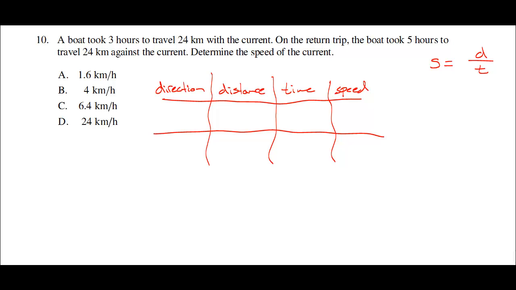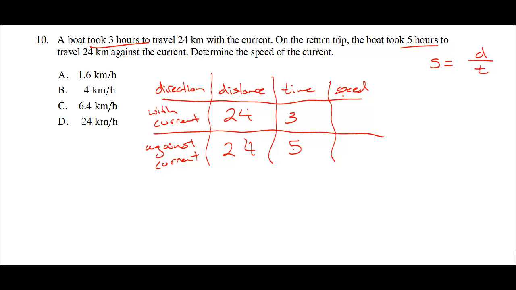So anyways, the two different directions we have is one with the current and one against. Okay, we'll put with current and against current. And the distance either way that we're going is still 24 kilometers, 24 kilometers for both those. Now, when we are with the current, it says that we are going to go 3 hours. So that's how much the time is. And when we are against it, it is 5 hours on the return trip.